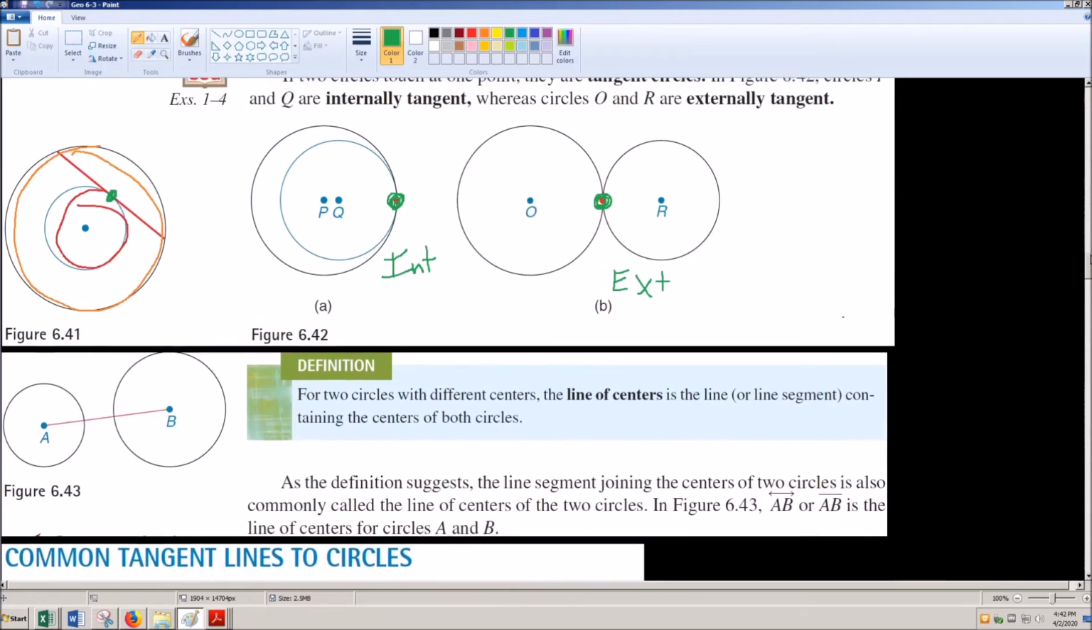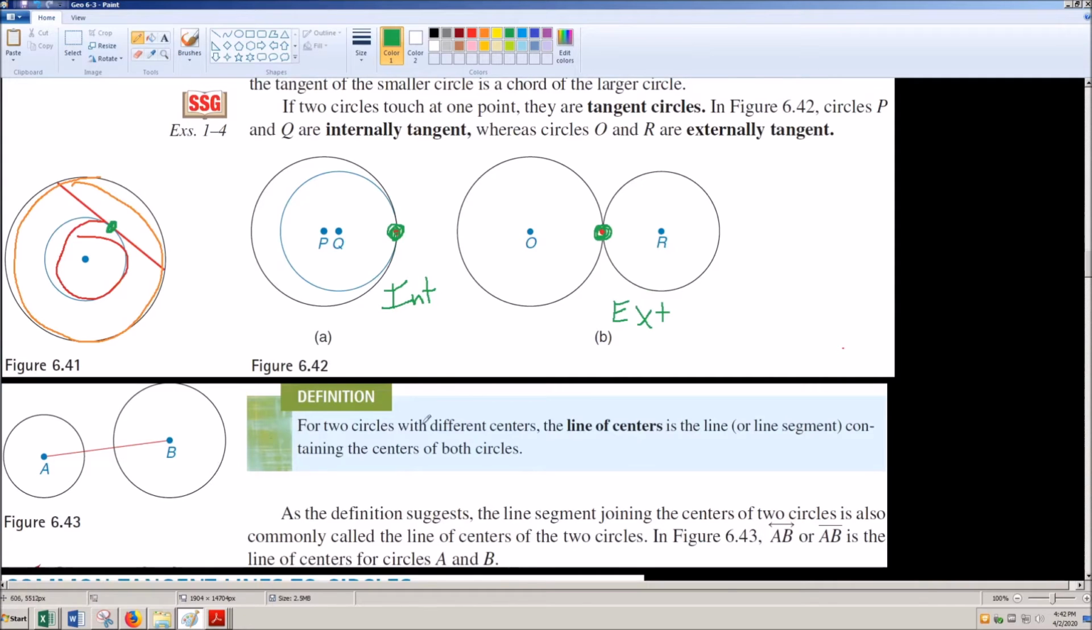So I don't know if I was scrolled down far enough. Hopefully I was. But again, just for this definition, you see the line of centers connects these two things. So from A to B here is my line of centers. So when I'm looking at this thing, that's going to help define whether I'm internally or externally tangent. So for two circles with different centers, the line of centers is just a line segment connecting the two of them. So it can be a line as well.